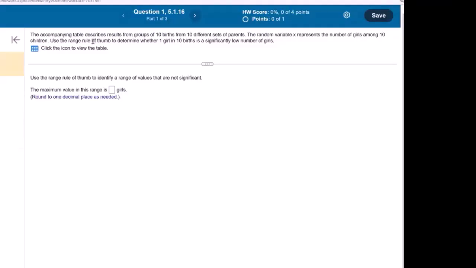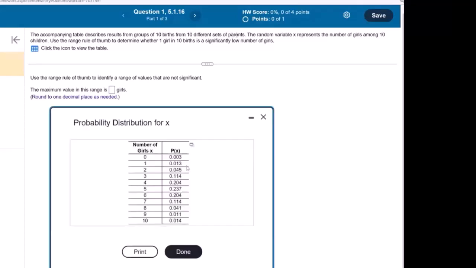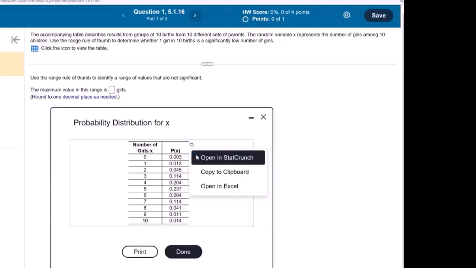The accompanying table describes results from a group of 10 births from 10 different sets of parents. Here's our table. The random variable X represents the number of girls among 10 children. Use the range rule of thumb to determine whether one girl in 10 births is a significantly low number of girls. First, we're going to go into StatCrunch.